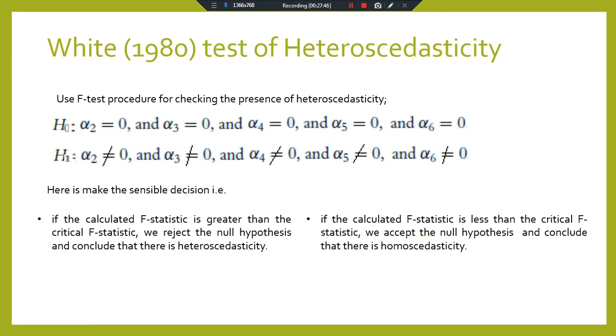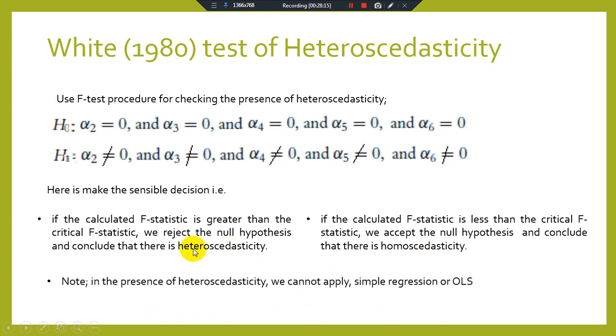Keep in mind that the null and alternative decide whether there is homoscedasticity or heteroscedasticity in our data. We have to face one: either we have heteroscedasticity in our data, or we have homoscedasticity. If this exists, the other does not exist. Note that in the presence of heteroscedasticity, we cannot apply simple regression or OLS on our estimated data.